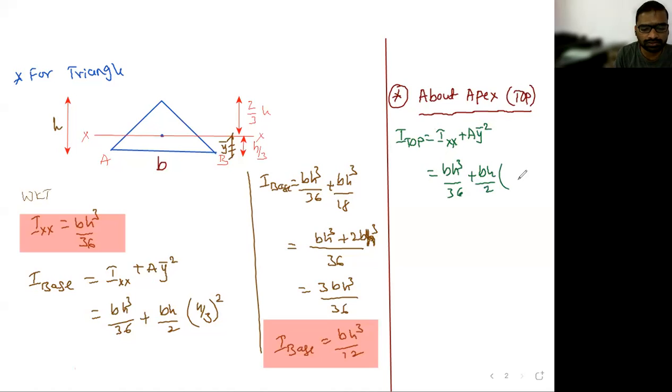Yes, anybody got the answer? What is the answer? Tell me. 9bh cube upon 36. Yes, 9bh cube upon 36. Okay, so this can be simplified: bh cube upon 4.